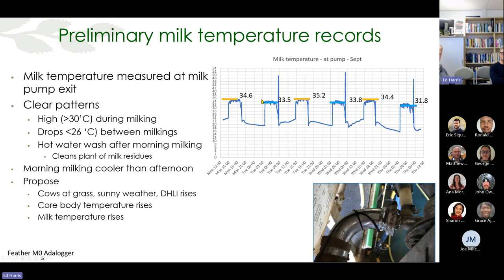After milking, it drops considerably. This is in the summer, so this is environmental temperature, so it drops at night. And then every morning, they give the milking plant a darn good wash with hot water. So that's the reason for that spike.